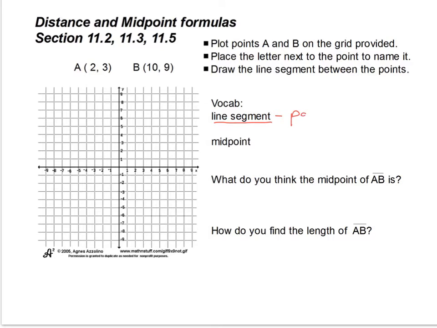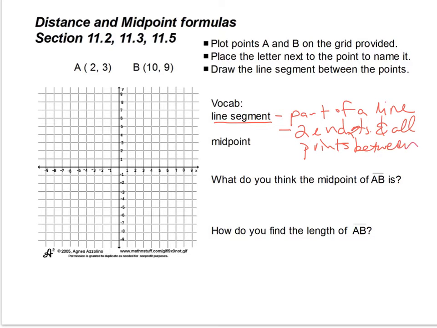A line segment is part of a line. It ends; it's finite instead of infinite. It has 2 endpoints, and it's all the points in between those endpoints. You probably already knew what a line segment was, but actually this is the definition: 2 points and all the points in between them.